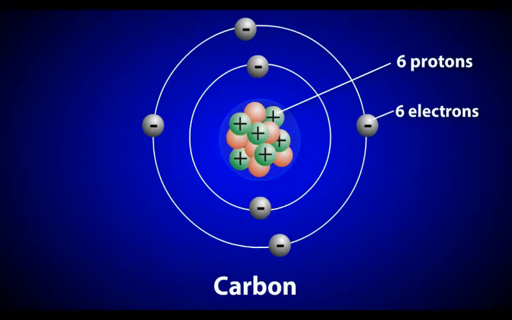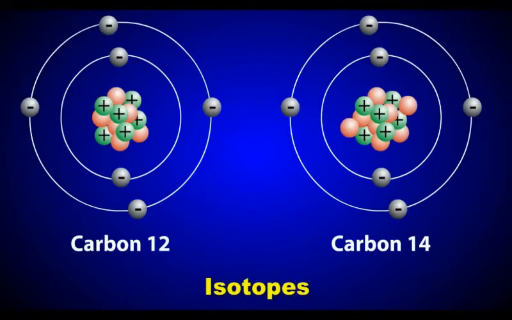However, there may be minor variations in the number of neutrons in atoms of an element. These variations are called isotopes.